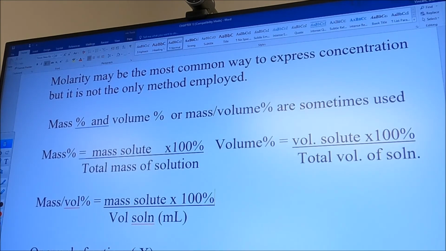Okay, we can talk about mass percent, volume percent, mass volume percent, and mole fraction. Now, mass percent, volume percent, and mass volume percent are not really used that much in chemistry. They're used in medicine. I think it's just because most medical people hated chemistry when they took it, and they didn't want to do anything that a chemist would do.